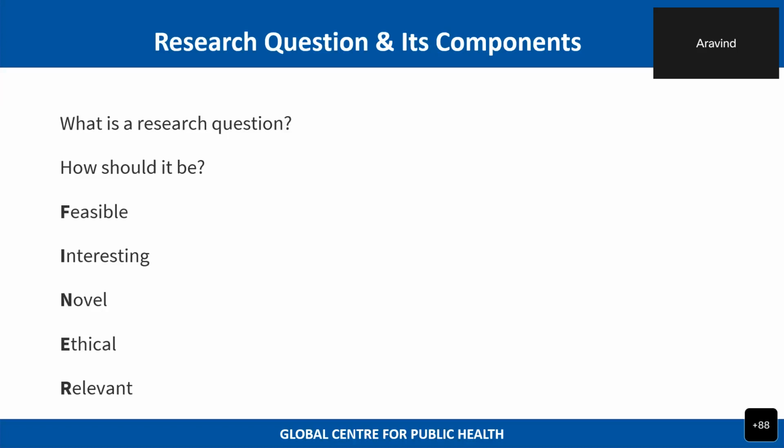Why are you doing this research in the first place? And one other important criterion is ethics. All research should be ethical, and that also goes into framing your research question for a systematic review and meta-analysis. So whenever you are framing a research question, make sure that all these five criteria are satisfied. Only then will your research question be valuable for your stakeholders, for the public, as well as for publication purposes.